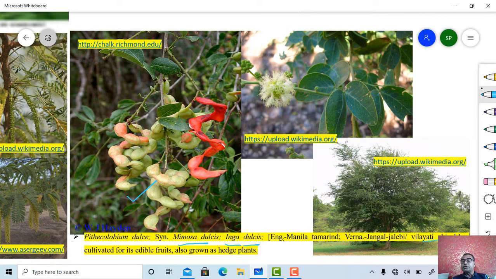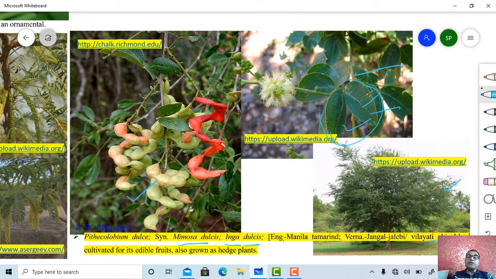This is a habit of the plant, which is a woody, tree type of habit. This is a twig which shows such a type of leaves. Leaves are present in pairs. So this one is a palmately compound type of leaf, bifoliate compound, palmately compound type of leaf is present.